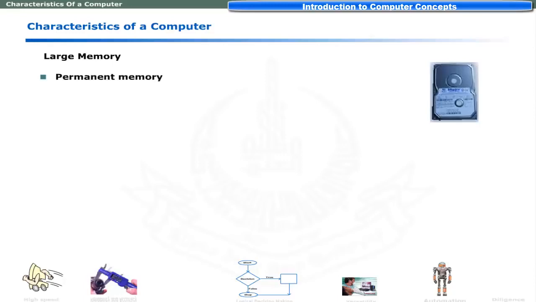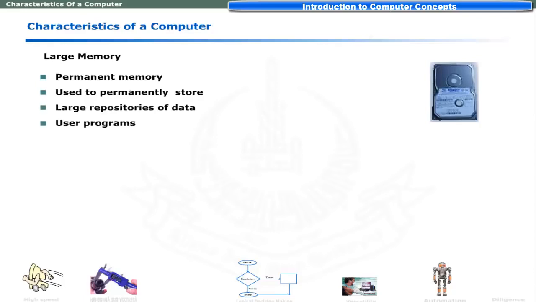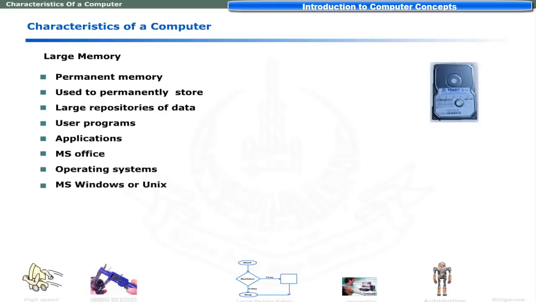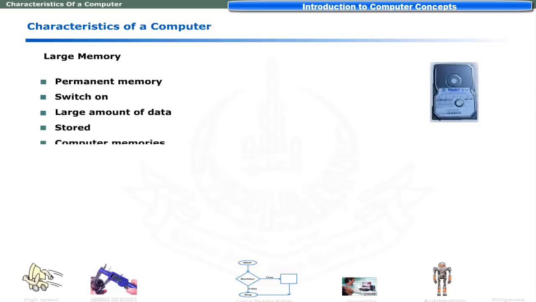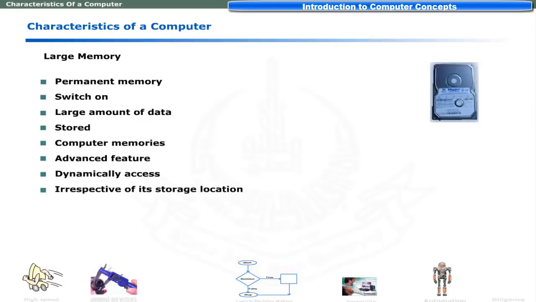Permanent memory is used to permanently store large repositories of data, user programs, applications like MS Office, and operating systems like MS Windows or Unix. An example of permanent storage is the hard disk. The programs stored on permanent memory are available when you switch on the computer. A large amount of data can be stored on permanent storage devices. Computer memories have another advanced feature to dynamically access any data irrespective of its storage location.